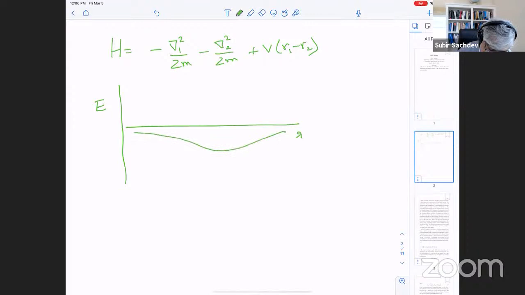Say there's some weak attraction, something like this. This is what happens in a Fermi liquid because of the lattice vibrations, as I mentioned last time. There's some weak attractive interaction. The question you can ask is, does this mean that the two particles will form a bound state? So in other words, if there's some bound state energy here, the two particles' wave function would look something like this. This is psi of R1 minus R2.